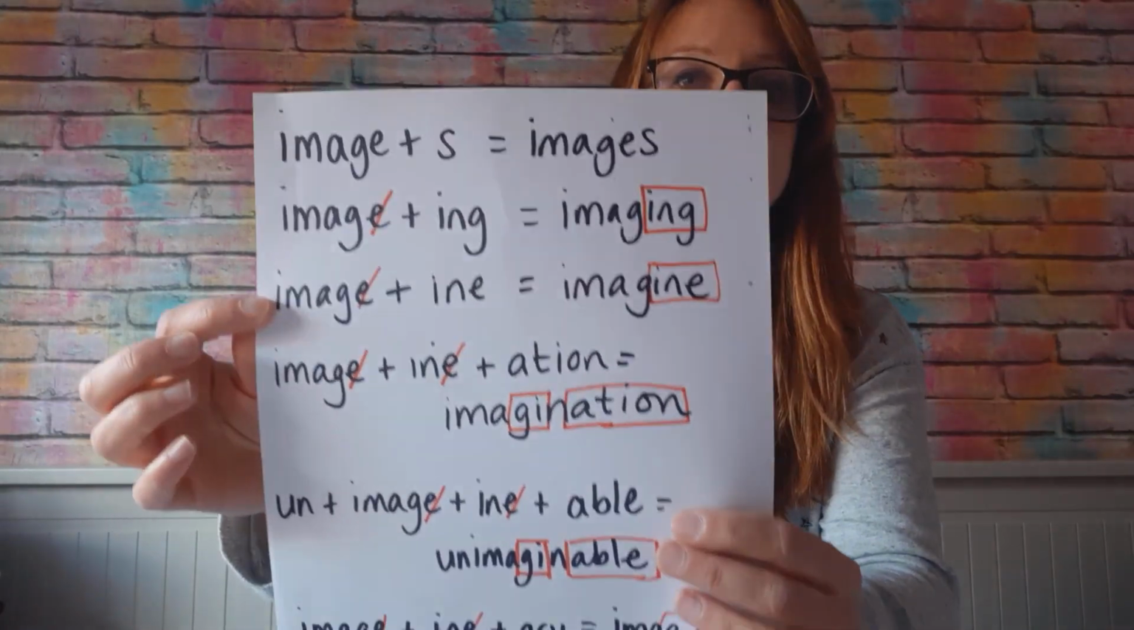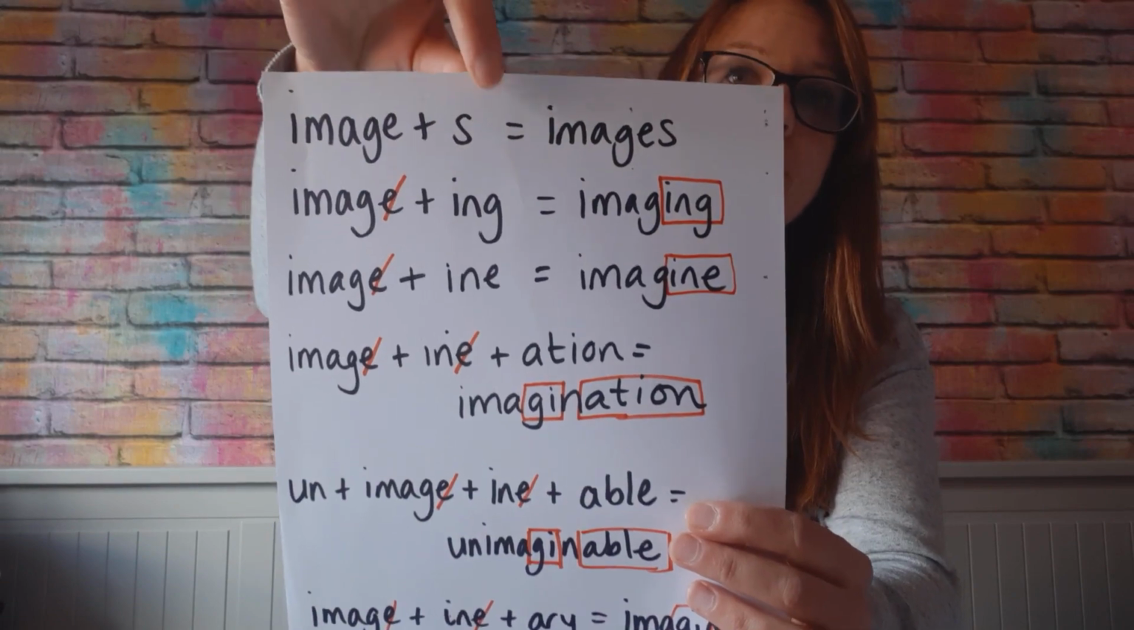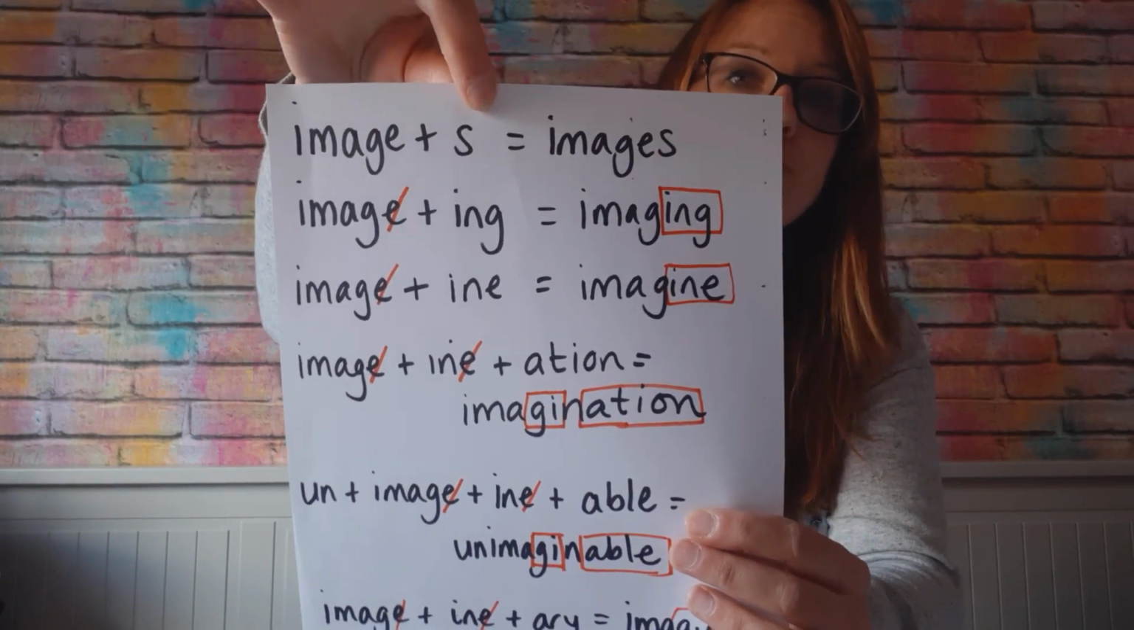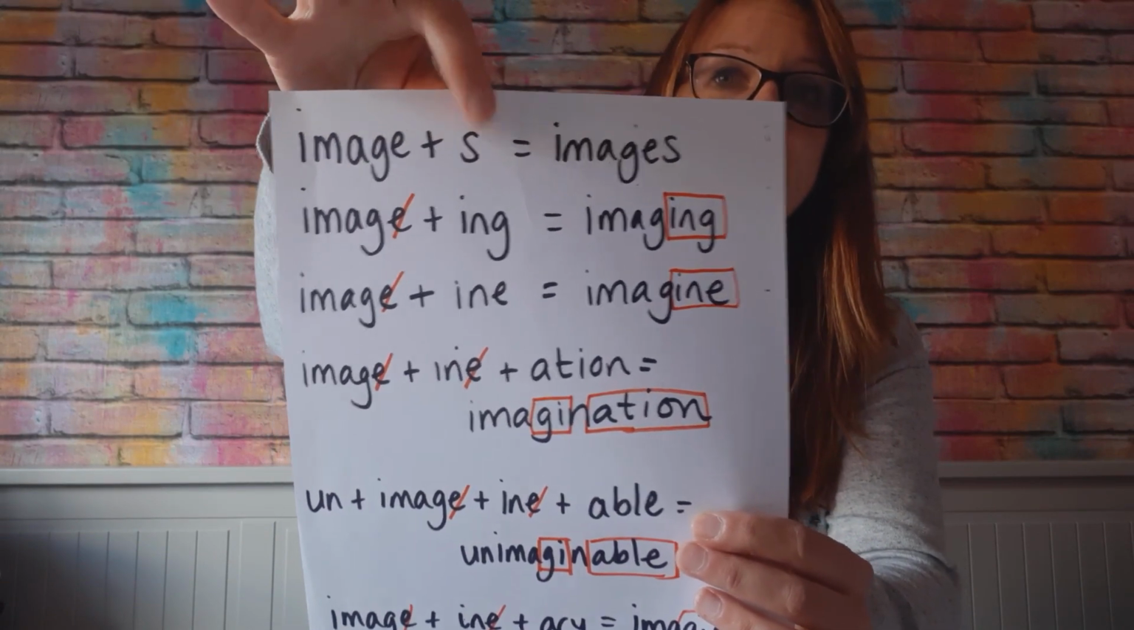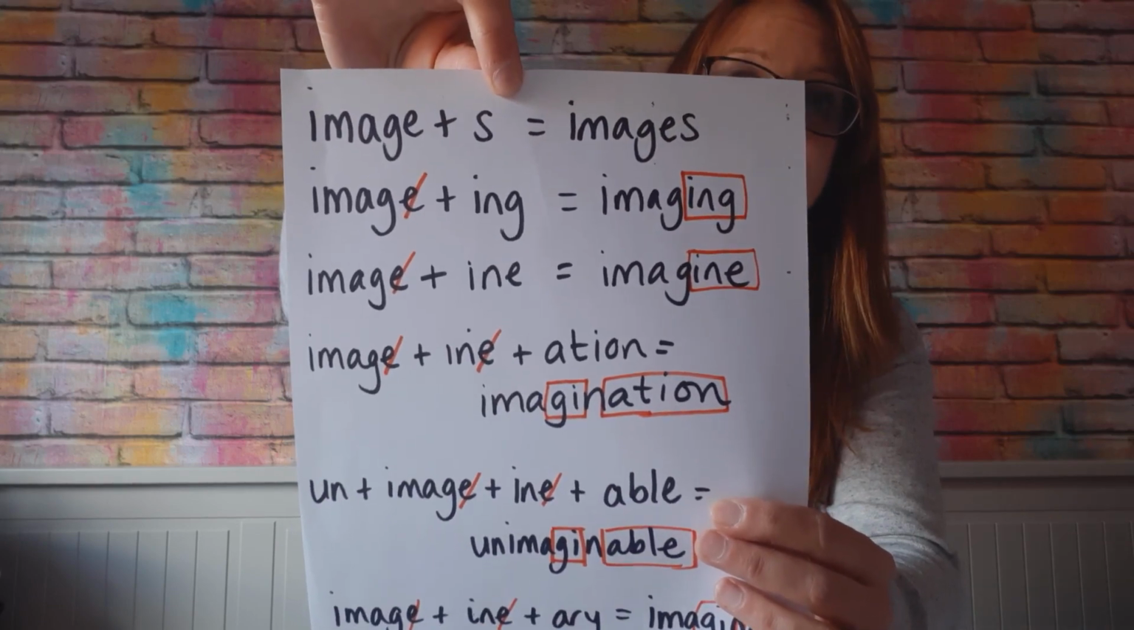Okay, let's see how you got on. I'm going to talk through some of the rules with you as we go down these, okay? So like I said at the start, we just have the image plus the S, and that's your plural S, okay? So for more than one image, you have your plural S, which is images.